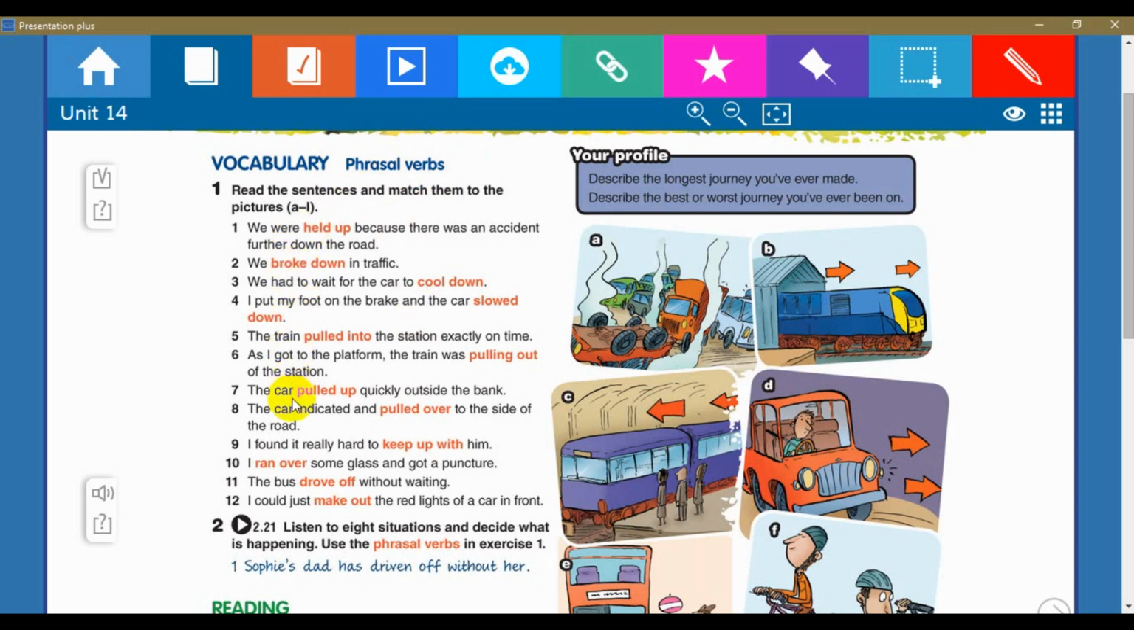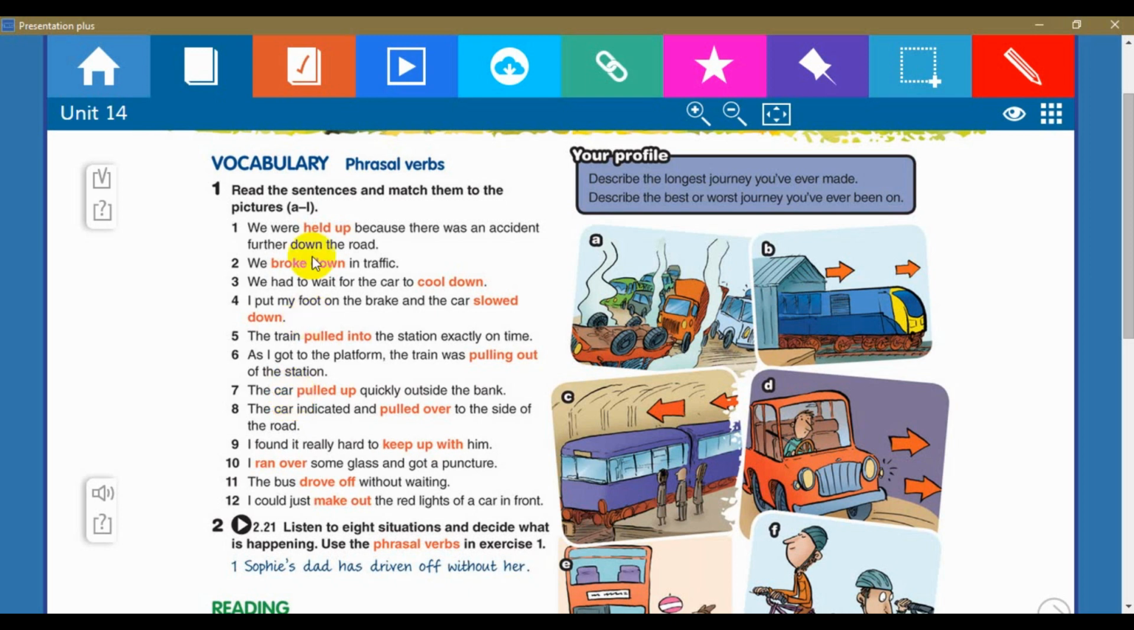We are going to read them. If you don't know the meaning of some of these phrasal verbs, maybe you can go to the end of this book and you are going to find out the meaning of these phrasal verbs. Otherwise, you can check them online on the internet, and it is going to be useful for you.